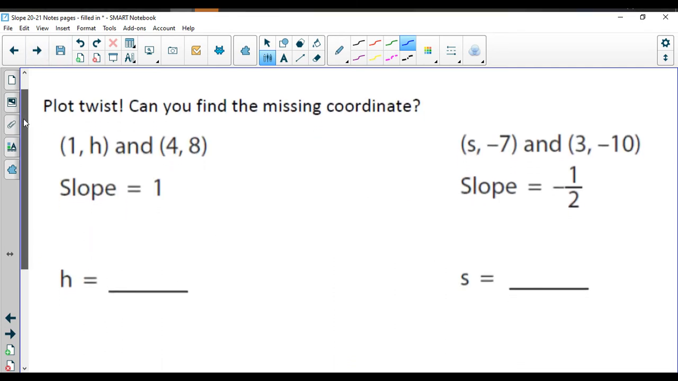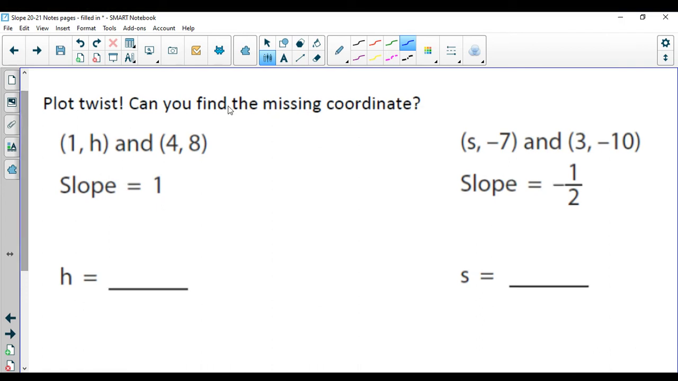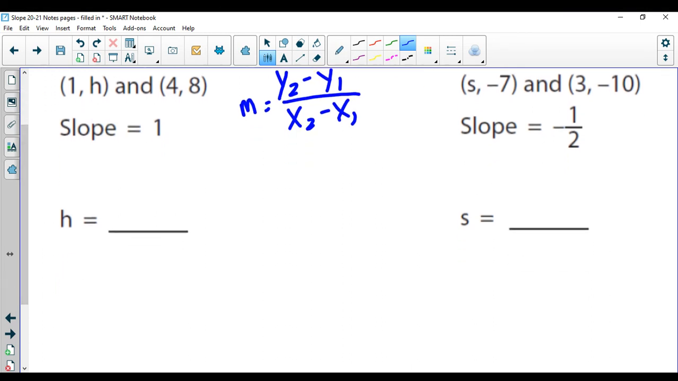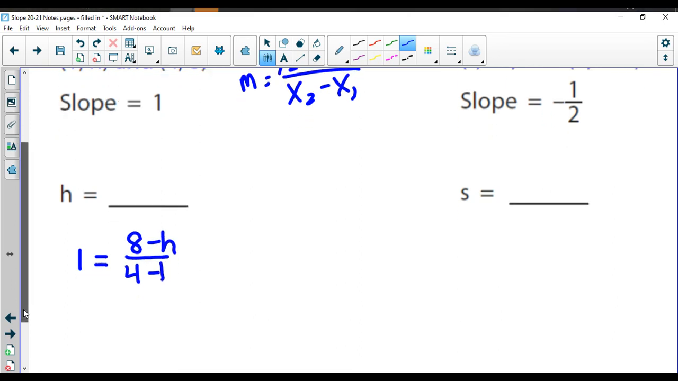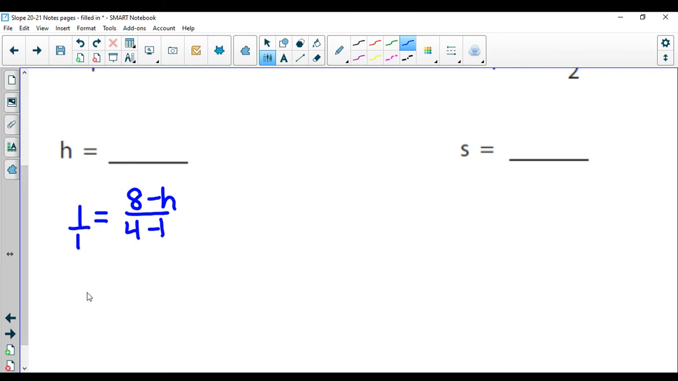Little plot twist that will throw your direction is, can you find the missing coordinate? So remember that you have y2 minus y1 over x2 minus x1 is equal to your slope. So what we're going to do is set up and simplify and then solve this like a proportion. So for my first example, my slope is 1. So I'm going to say 1 equals 8 minus h over 4 minus 1. I'm going to reduce this and put 1 over 1 equals 8 minus h over 3.